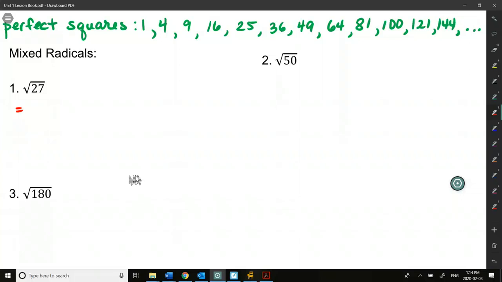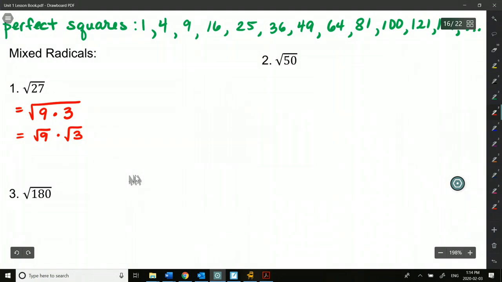So does anybody see anything in this list that will multiply to give us 27 with something? Olivia? 9. 9 times what? 9 times 3. Okay, so we're going to split 27 up into 9 times 3. I always write the perfect square part first. And there's this cool little rule with radicals, and it says if you have a product of 2 things underneath a root, you can actually write them as the product of the individual square roots, and those 2 things are equal.